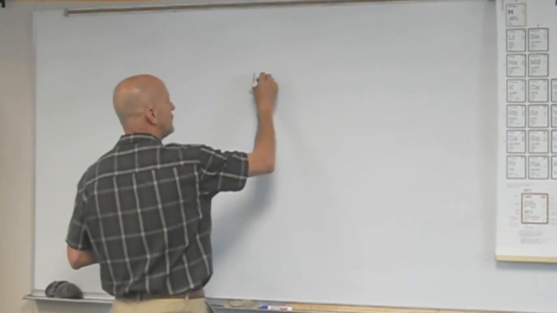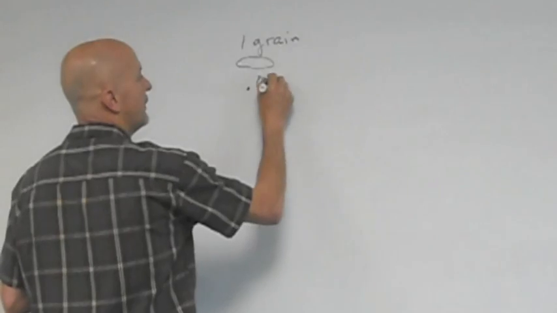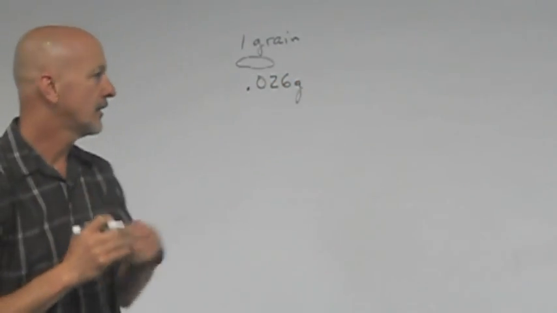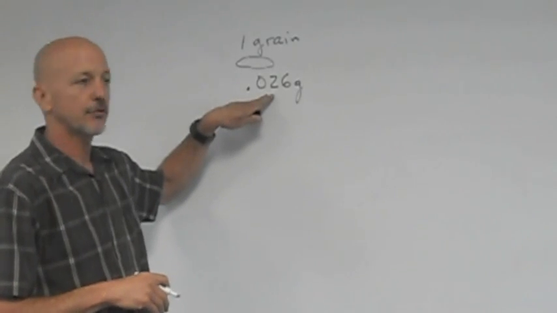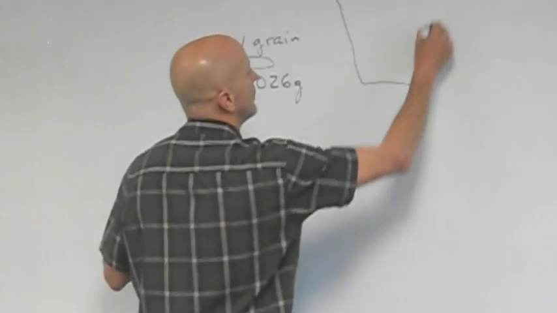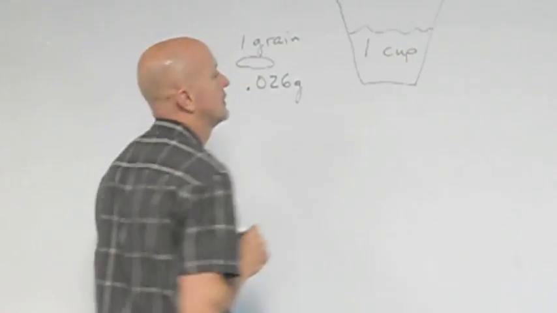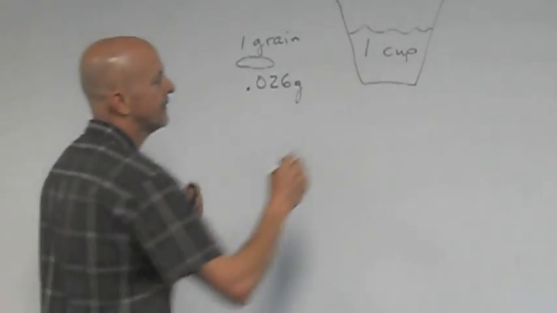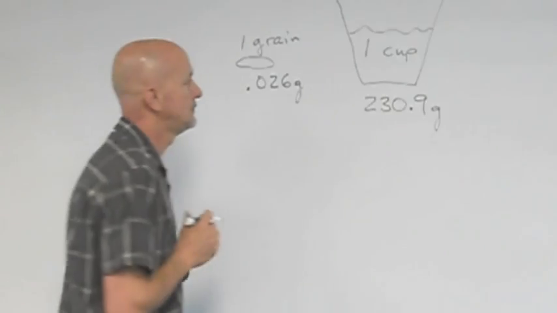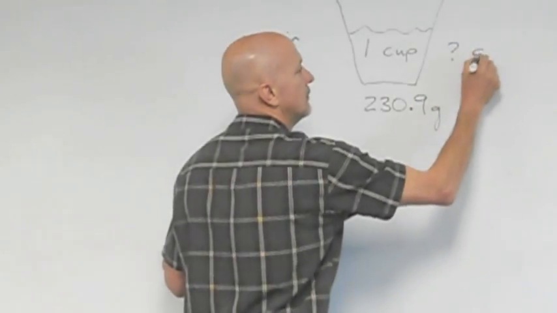So what we have is a proportion. If I have 1 grain of rice, I found out that it has a mass of 0.026 grams. So each grain of rice, on average, has a mass of 0.026 grams. Well, if I have a cup of rice, and I weighed that out, and I found that it has a mass of 230.9 grams. 1 cup, but what's unknown is how many grains.